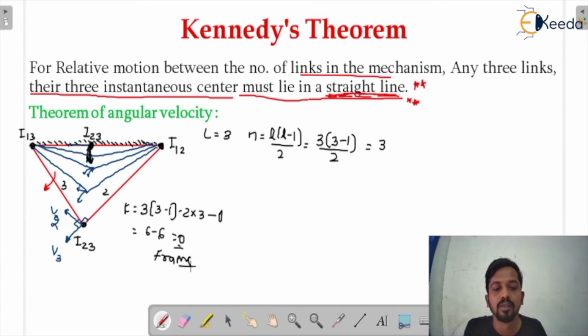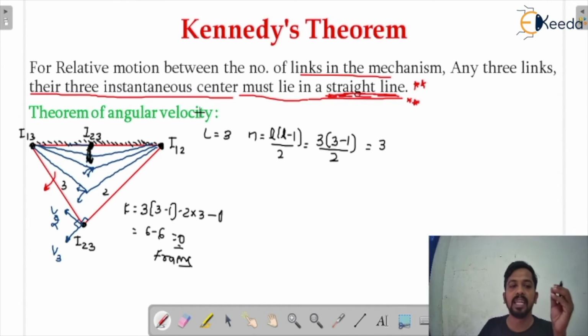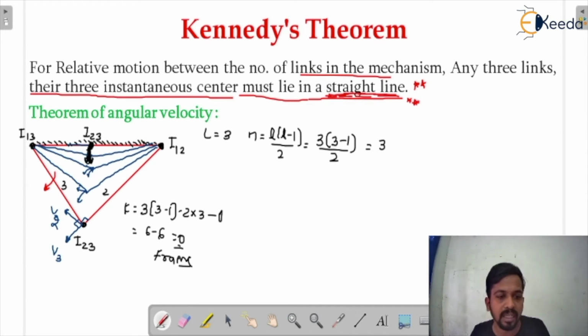So that is why Kennedy's theorem says that for relative motions between the links in a mechanism, three instantaneous centers must lie in a straight line. Here you can see the three instantaneous centers are not lying in a straight line. But when I consider them in a straight line, there is the possibility of the link being in motion. Otherwise, every point would have two directions of velocity, which is not possible at a point. So that is what Kennedy's theorem says.